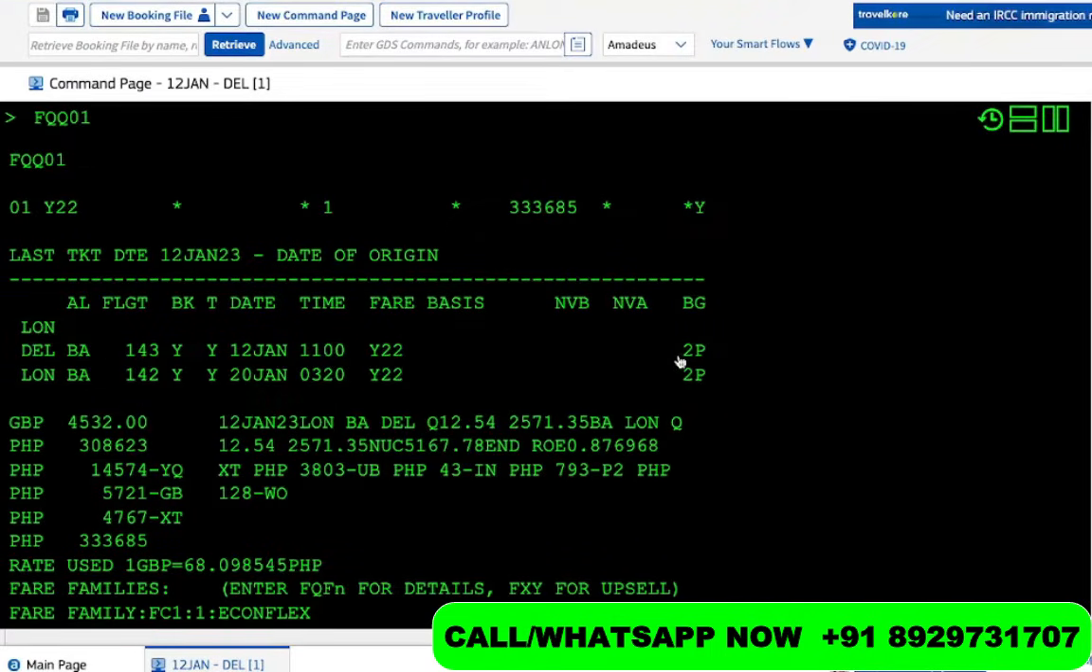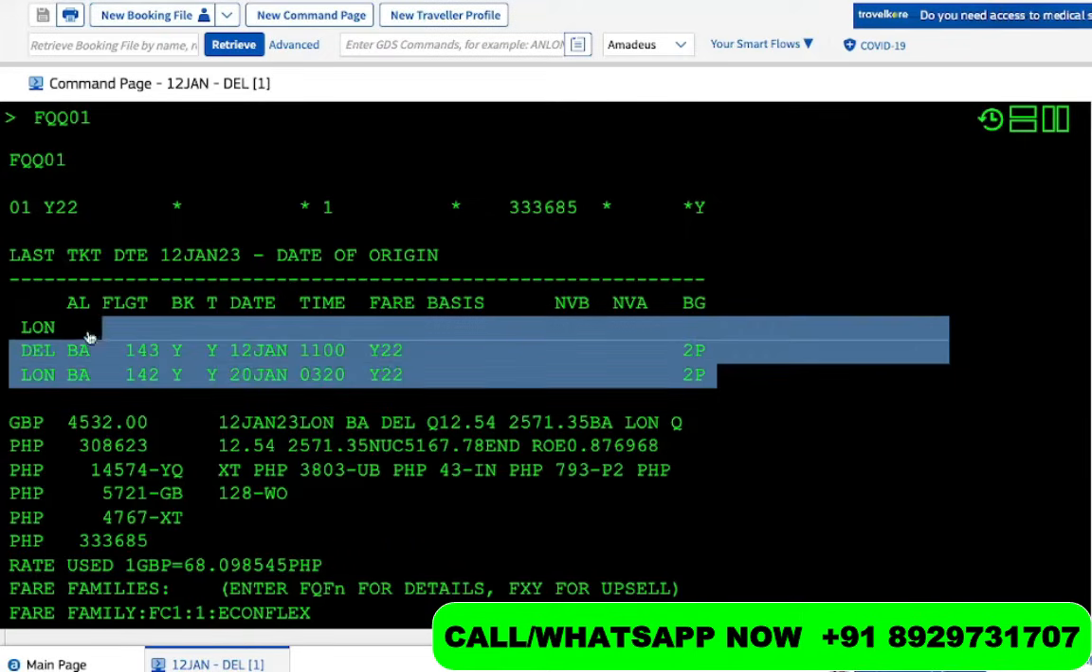Now you see we have 2P written over here. This means this bag is basic. Again, we do not have carry-on luggage mentioned over here. On the ticket, it is always checked-in luggage. So checked-in luggage is 2P, which is 2 pieces of 23 kg each. Now, this part I hope is clear with you.